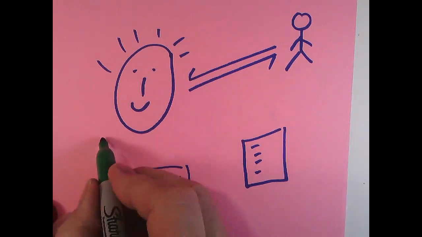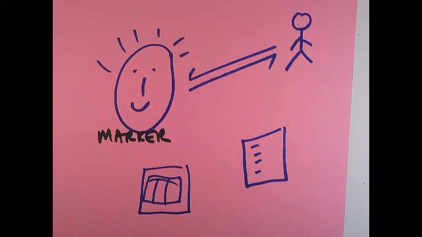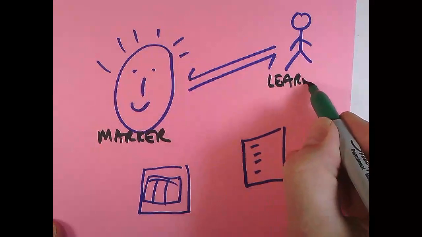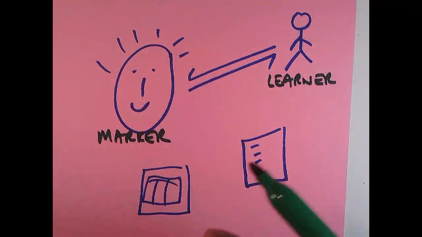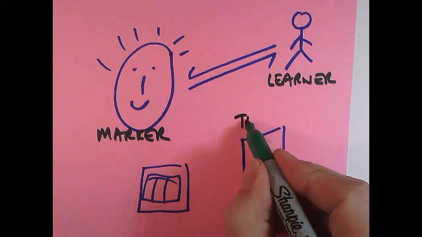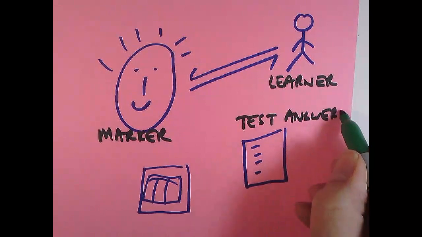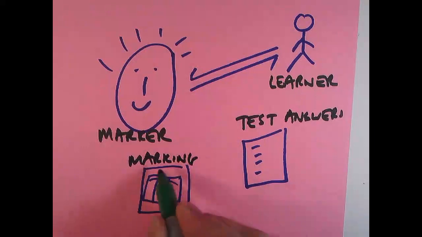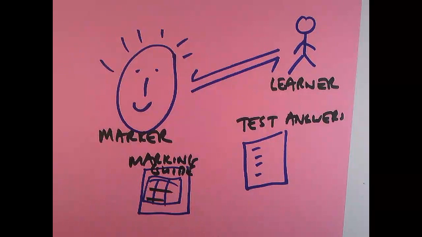So here is you, the marker, and there are a few other things that you're coping with and dealing with in your mind. There is the learner. Don't forget to put yourself in the position of the learner when you're creating your assessments, when you're teaching, and when you're doing your marking. You have the actual test and the answers and your marking guide. Could be a marking schedule, a rubric, or model answers, or whatever.